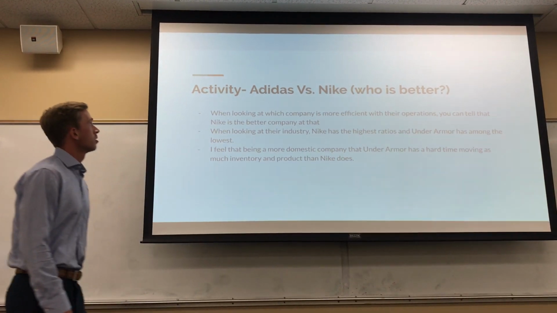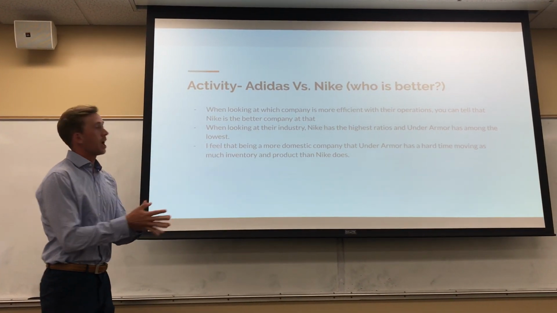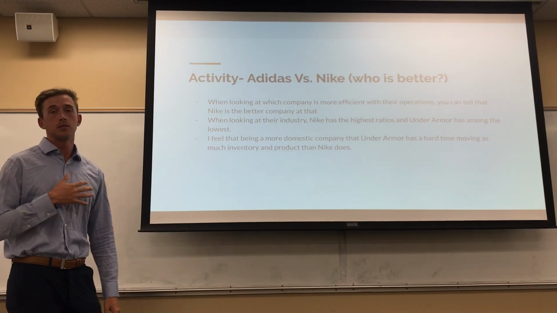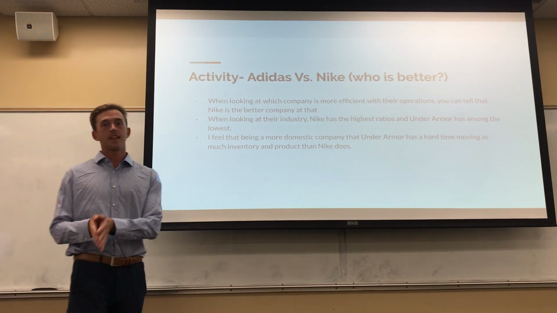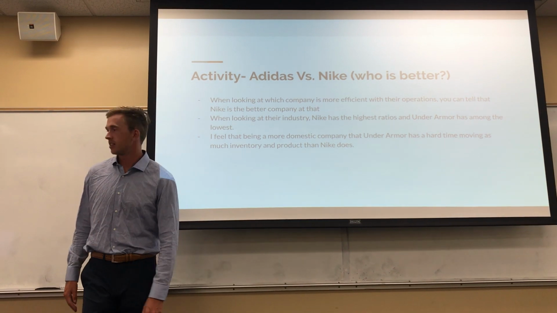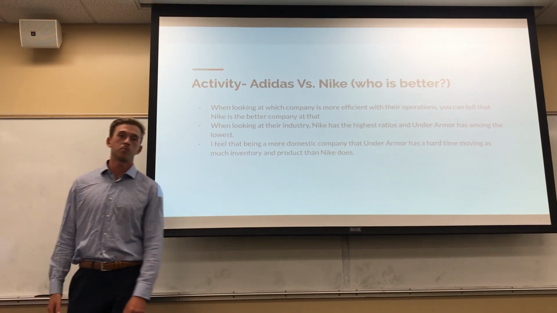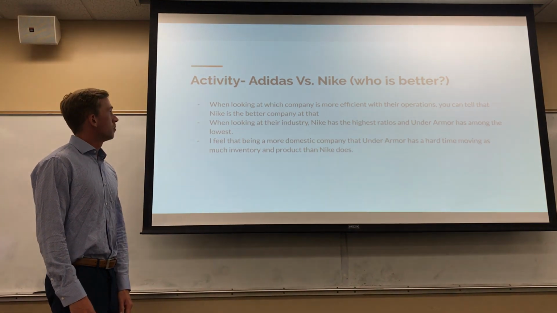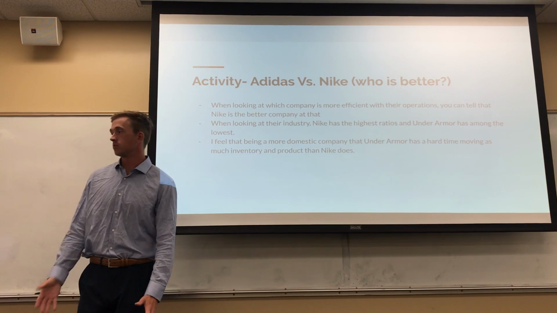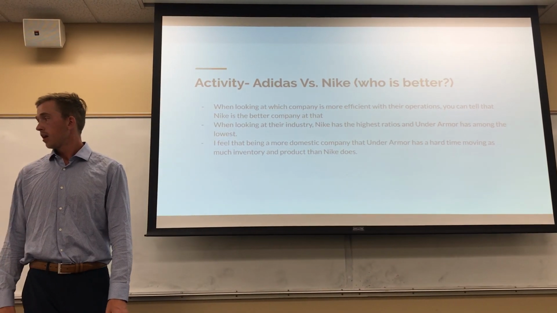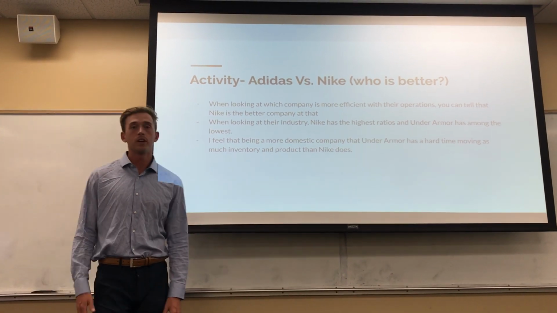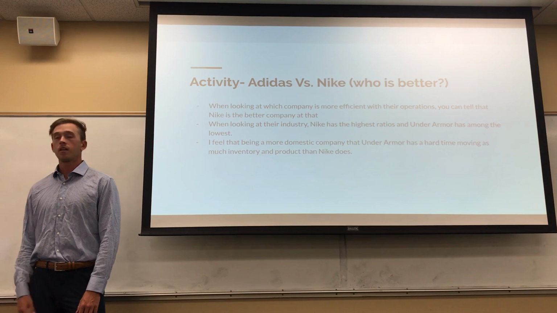So now we're looking overall at who's better, Nike versus Under Armour. You can see through all the ratios that Nike's much better and more efficient, at least in the activity ratios. When looking at the industry, Nike has the highest ratios and Under Armour has the lowest for pretty much all of it. So you can definitely tell that Nike's a much more efficient company, and that shows in their earnings overall. I feel that being a more domestic company, Under Armour has a hard time moving as much inventory as Nike does.